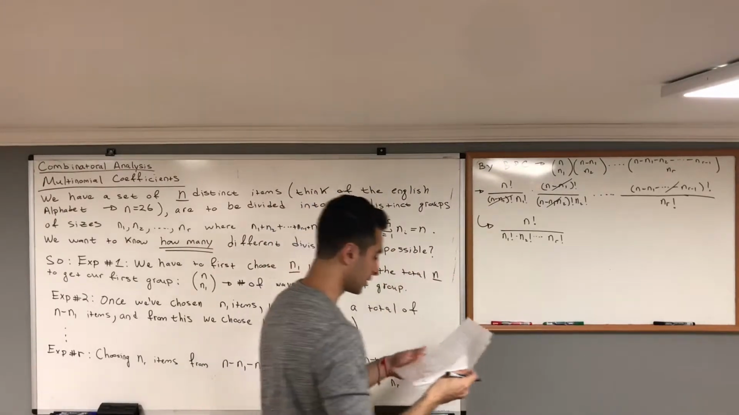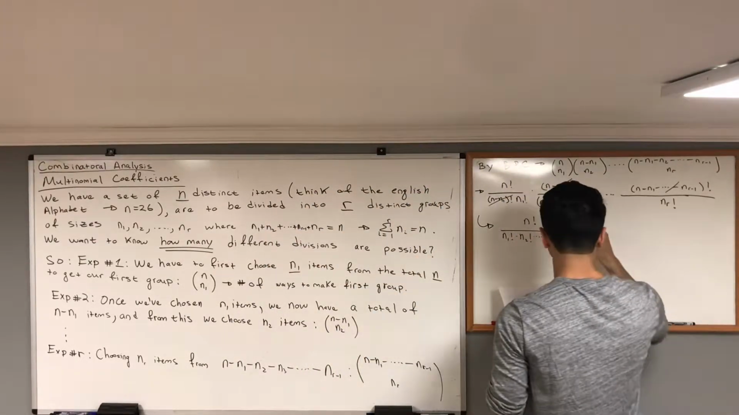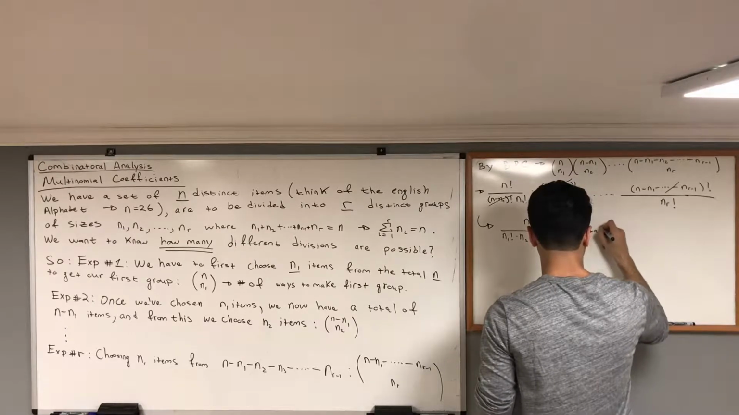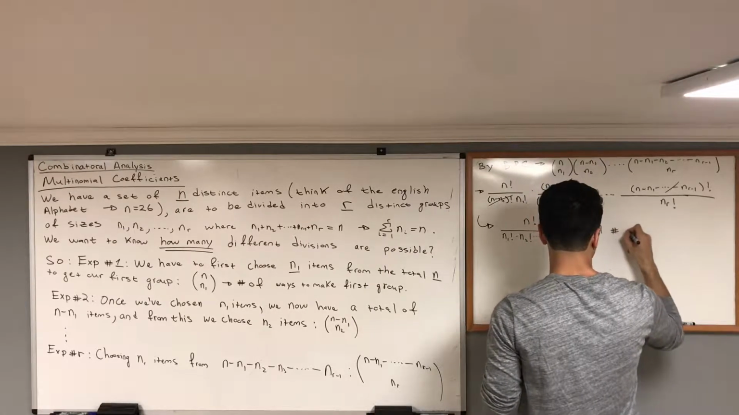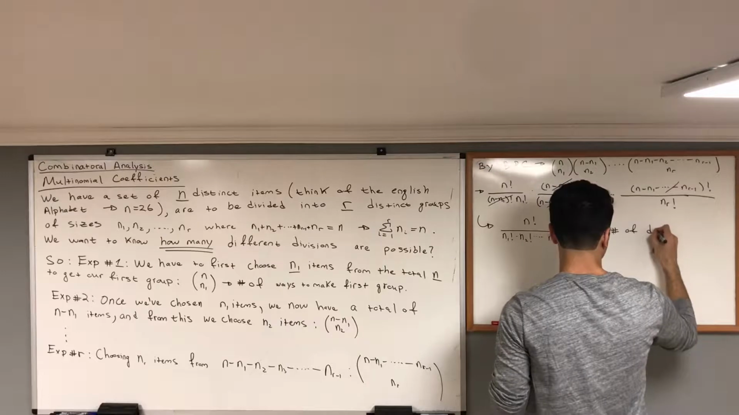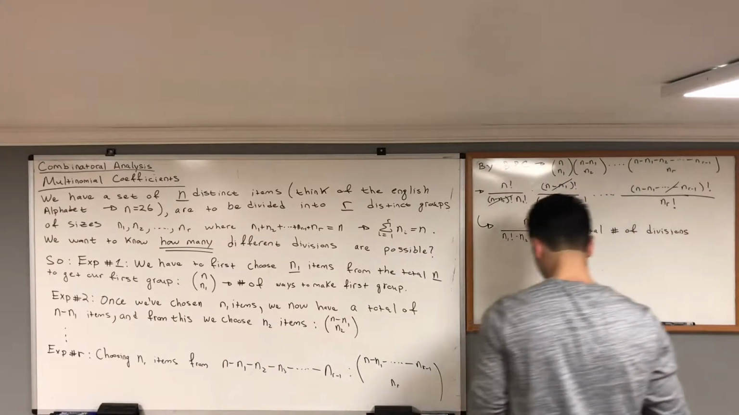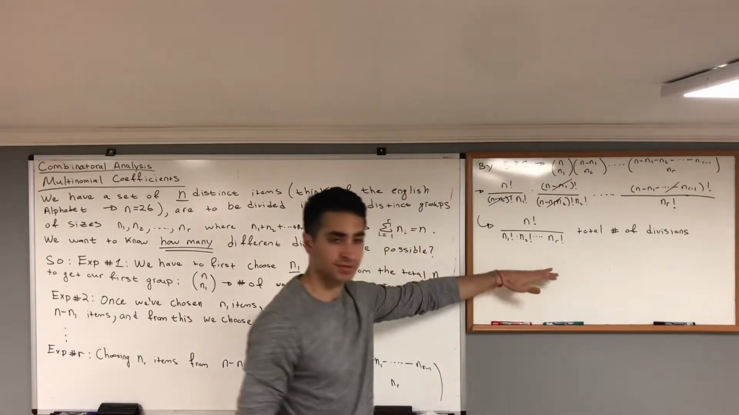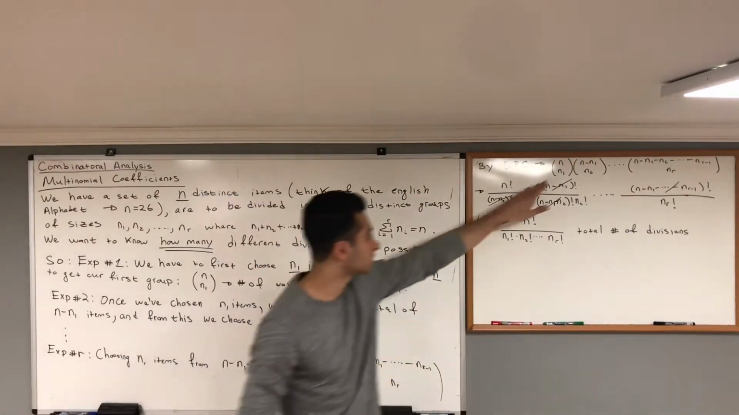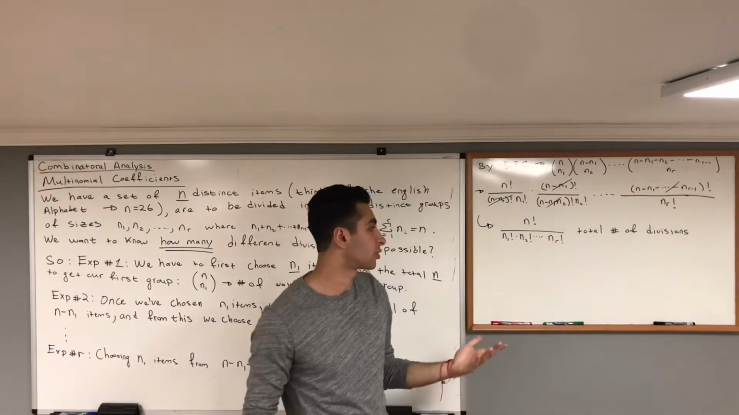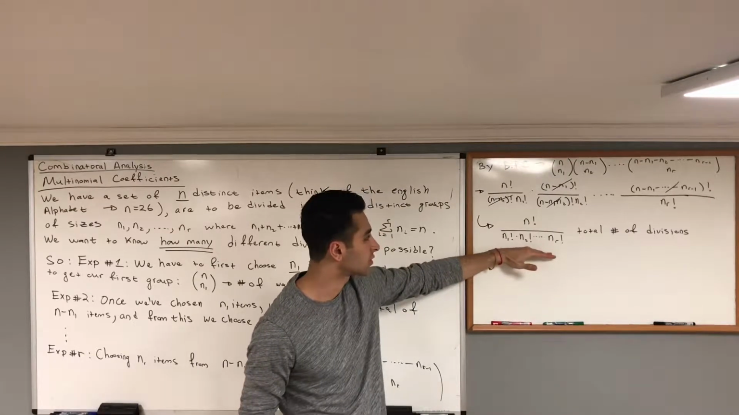So this is the total number of divisions that are possible. And that's our answer. That's it. We could have stopped here and that would have been fine, but this is much cleaner.